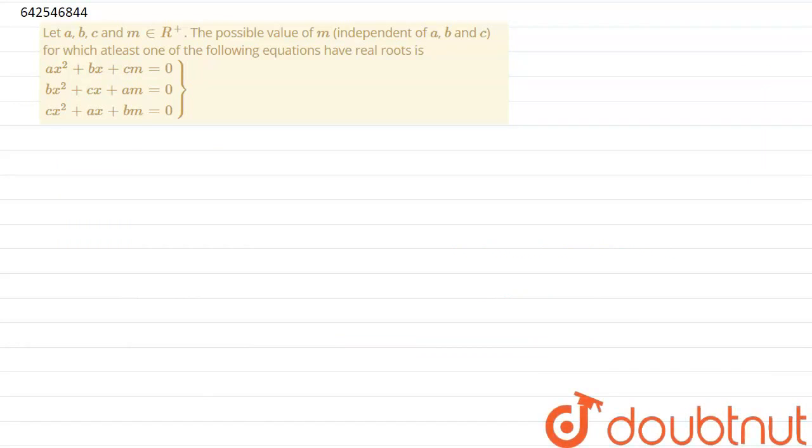Friends, here we are given with the question: let a, b, c and m belong to R positive, that is, positive real numbers. The possible value of m, independent of a, b, c, for which at least one of the following equations have real roots. Okay, so here three quadratic equations are given. Fine, so we have to find the value of m such that any of the three quadratic equations have real roots.